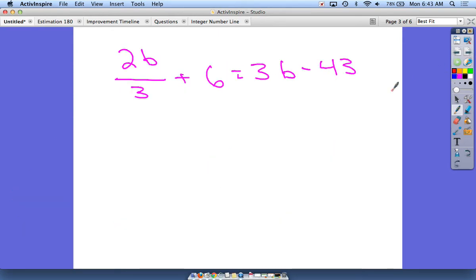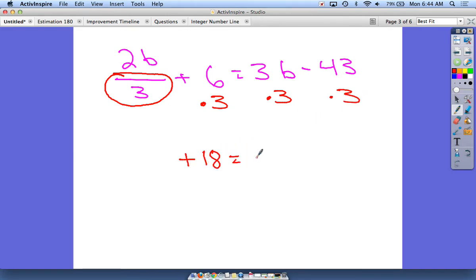Okay, we've got one more similar problem here that we did last time. I identified my division right here. It's divide by 3, meaning I want to do the opposite. I've got to times everything by 3. So this would be multiplying this by 3, multiplying this by 3, multiplying this by 3. So I've got plus 18 equals 9b minus, that'd be 129.